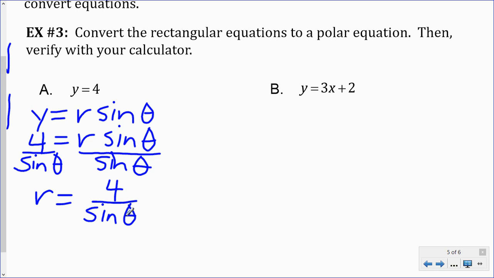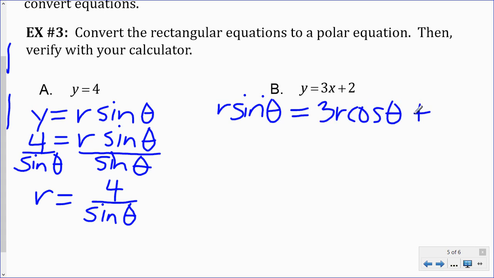Okay, let's look at y equals 3x plus 2. So again, we are going to replace y with r times sine theta, and we're going to replace x with r times cosine theta. So this is what we would end up with. Okay, then we just want to solve this for r.